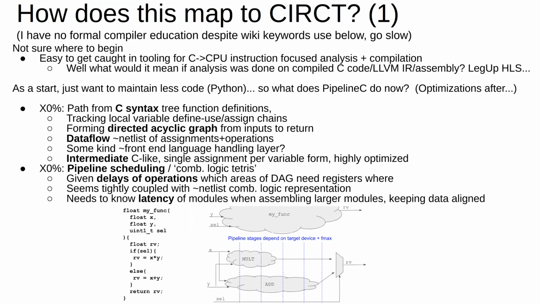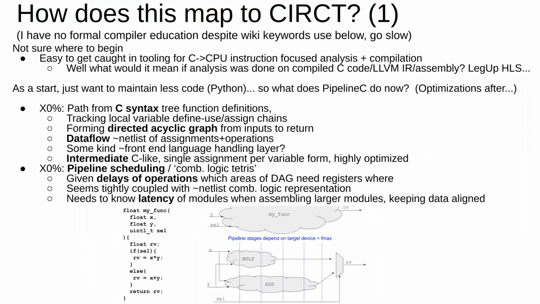And a lot of the work is tracking essentially that bottom chunk of the slide picture there. I have a C function. It has local variables. It has stuff that derives muxes and operations that, based on the data flow, end up occurring in parallel. So you get this directed acyclic graph, a data flow netlist kind of thing. I don't know what front end languages are built for coming from a C syntax area to get to a data flow, single assignment per variable kind of look.